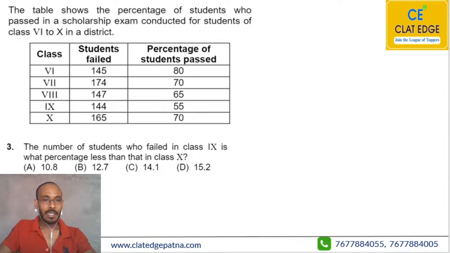And what we can say here, guys, this is the third question. Come on, check and answer me if you can answer, right? I'm just waiting for your answers. Maybe you can answer here. Chalo. So here we can say, guys, the table shows the percentage of students who passed.